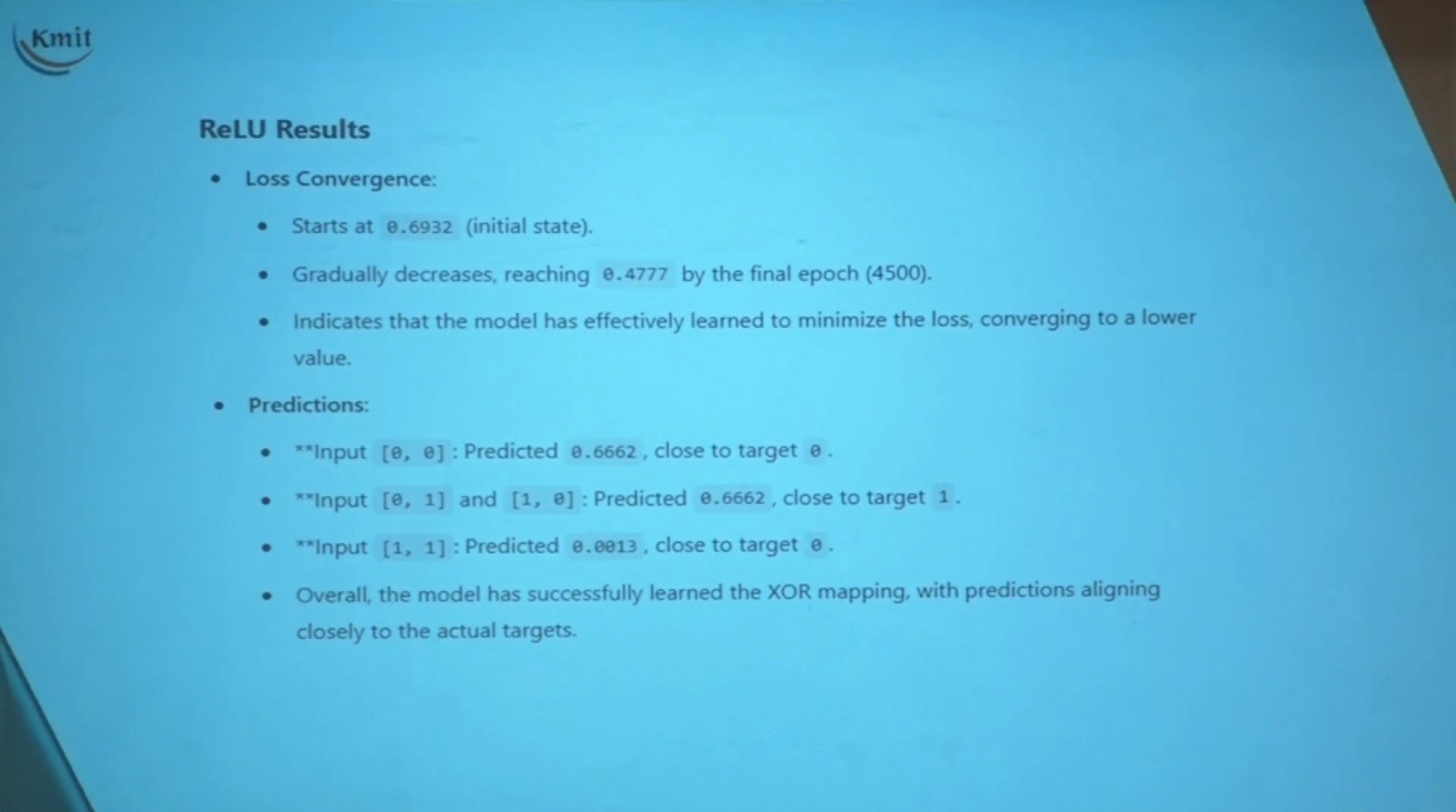Okay. So read this please. When I talk about ReLU, the loss convergence started at 0.6932 and then it gradually reduces till what? 0.477, which means that the model is effectively learning because the loss is being gradually minimized. Is that clear everybody? Yes or no?